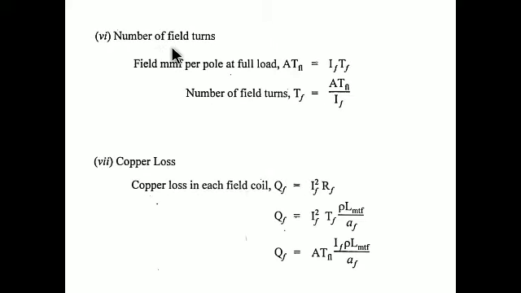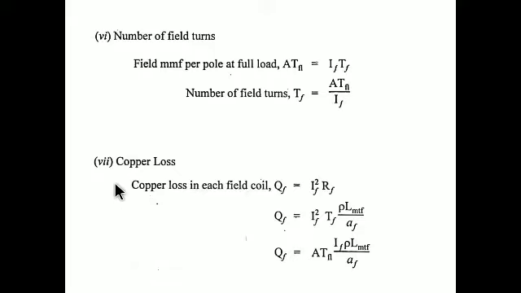It is the calculation of the number of field turns. To determine this, first of all gather the full load field MMF value. The full load field MMF, ATFL, is written as IF into TF, where A is declared as IF and T is declared as TF. So this is the equation. Rewrite this equation to find the TF value. When we keep TF on this side and IF on that side, it forms this equation. This is the formula for finding the field turns: TF is equal to full load MMF divided by IF.